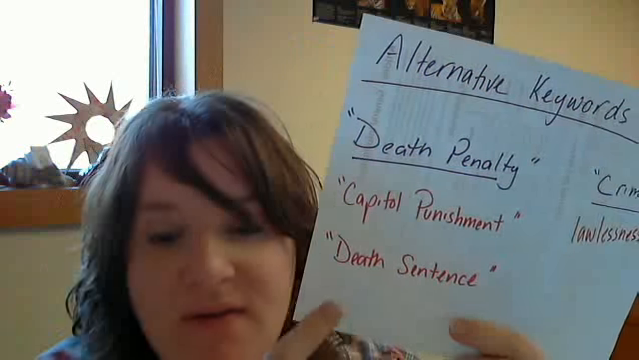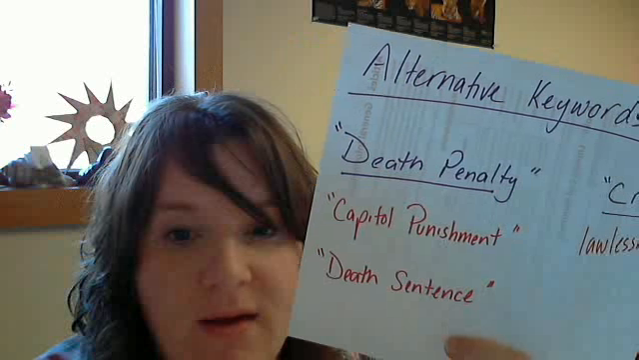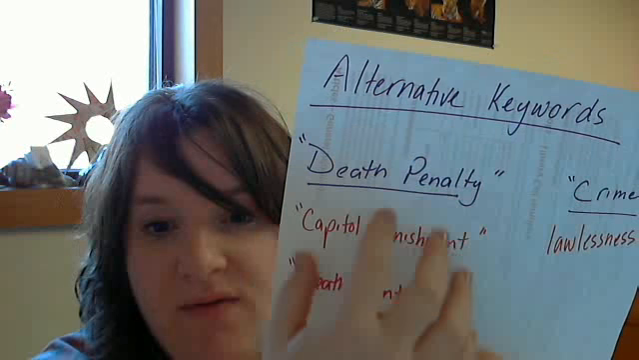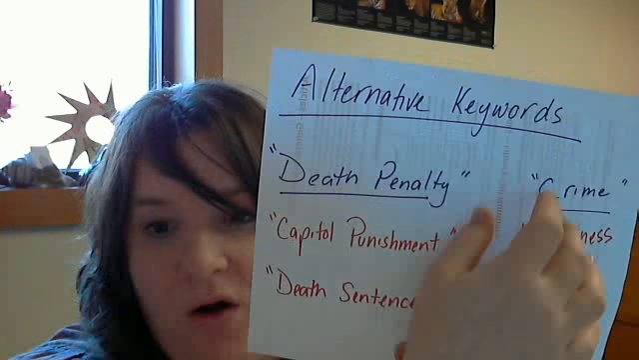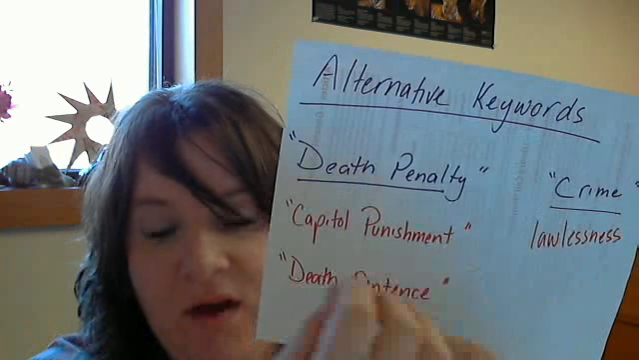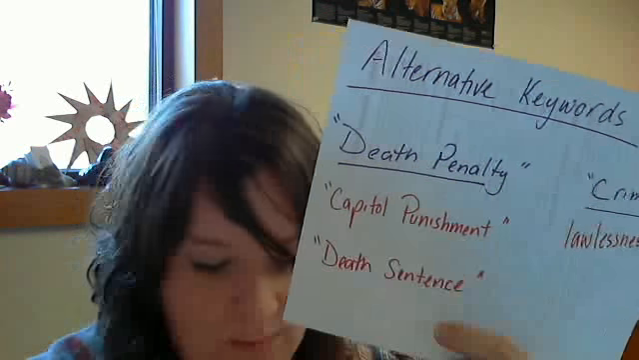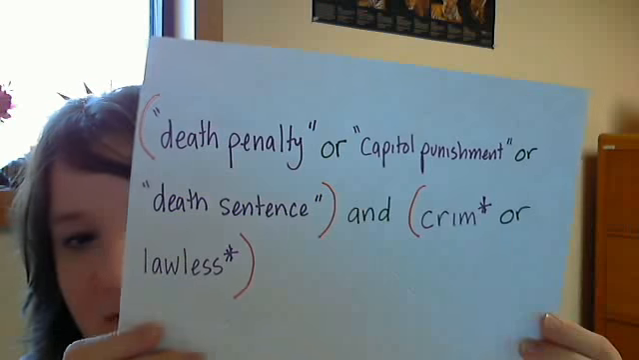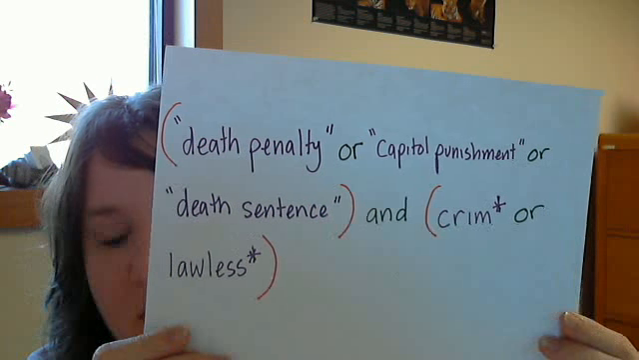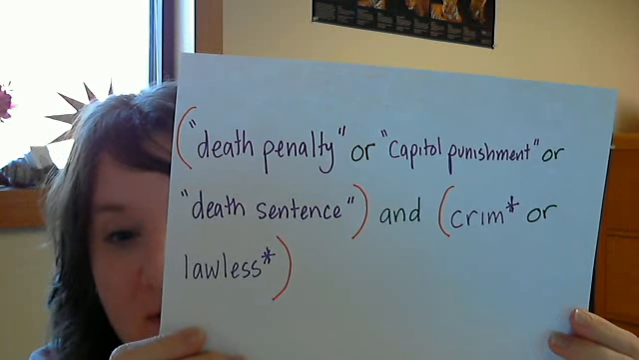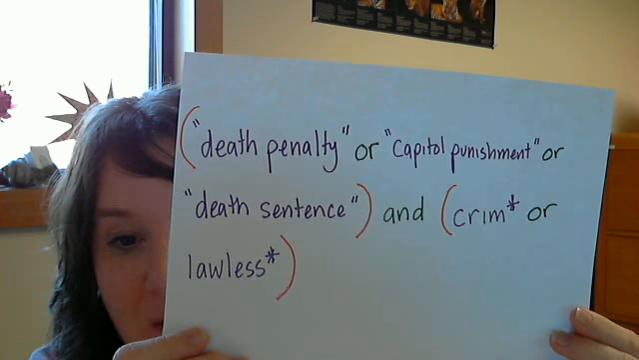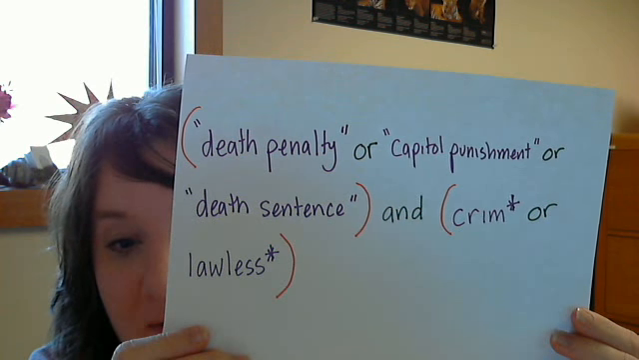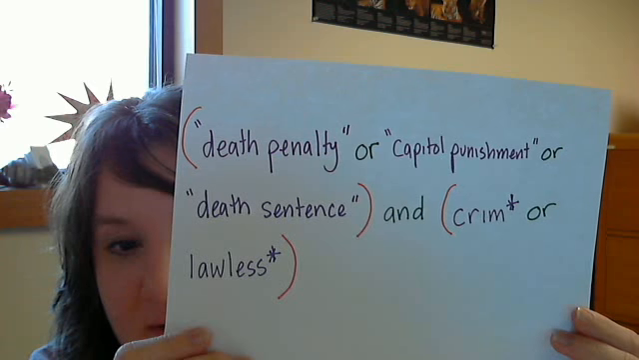With the parentheses, what you want to do is put all of these terms in one set of parentheses and all of these terms in another set of parentheses, with the Boolean "or" inside each, and connect them with "and." Your end result is going to look like this: death penalty or capital punishment or death sentence in parentheses, and crime or lawless, both truncated, in parentheses.